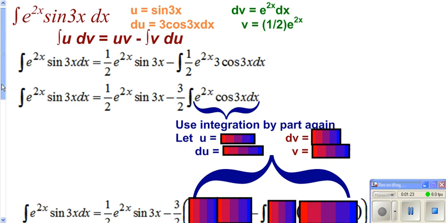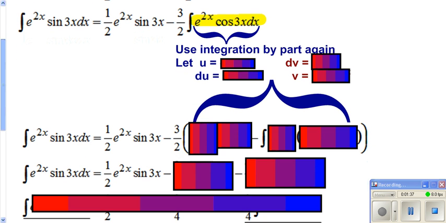Well, this doesn't necessarily look any better than what we started out with, but it doesn't really look any worse either. It really looks to be about the same. So we're going to use integration by parts a second time.